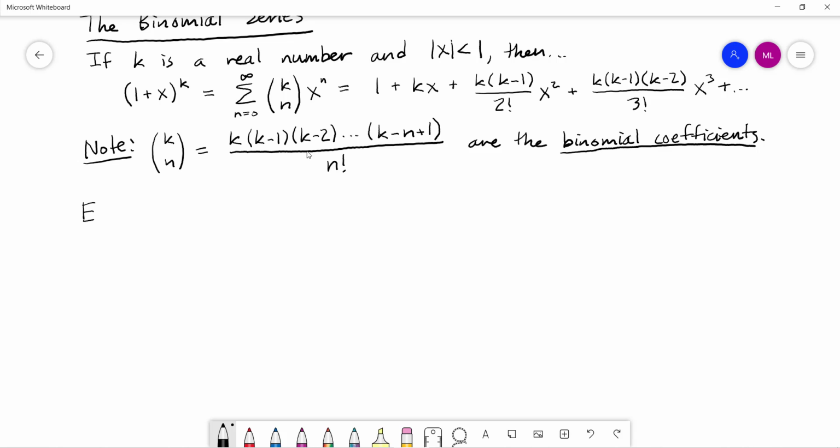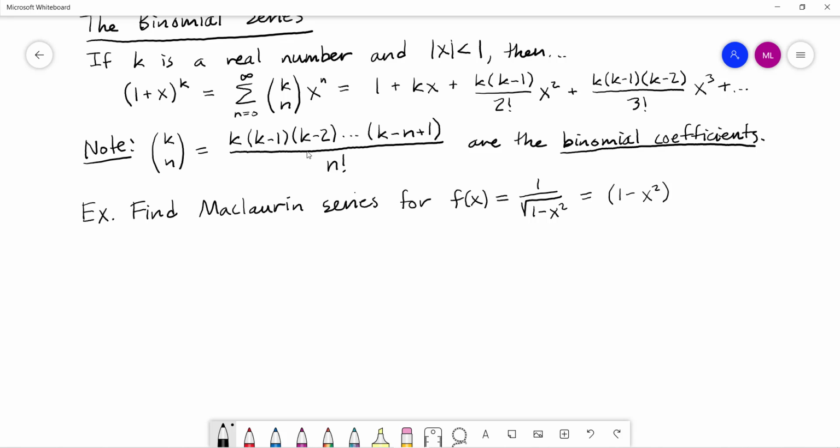So let's say I want to find the Maclaurin series again, so we want to center it at 0 for f of x equals 1 over the square root of 1 minus x squared. So what you can think of this as being is basically 1 minus x squared raised to the negative 1/2 power. And now I have something that looks a lot like what we've got here. It's just I've replaced x with a negative x squared, and the value of k is negative 1/2.